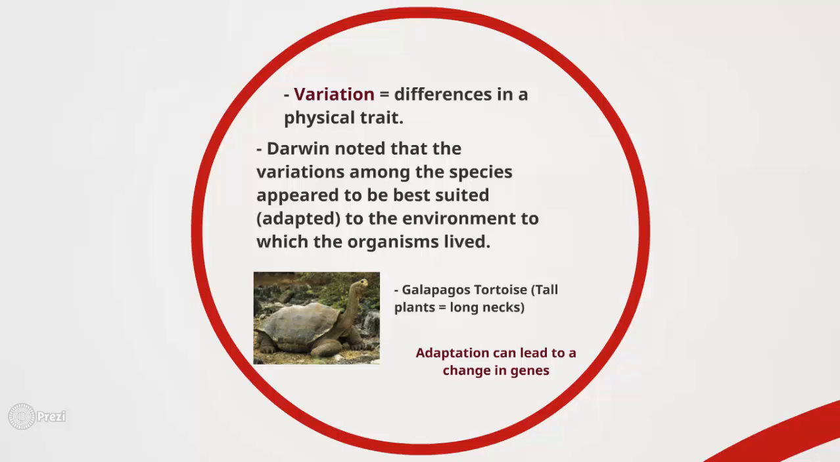Now, it didn't get a long neck instantly, no, but over time, the tortoises that had the genetic mutation that gave them longer necks were able to survive because they could reach more food. And because they could reach more food, they can eat more and reproduce more. And their offspring can eat more and reproduce more, and that's why they're able to live. Adaptation can lead to a change in genes. Once more, adaptation can lead to a change in genes.